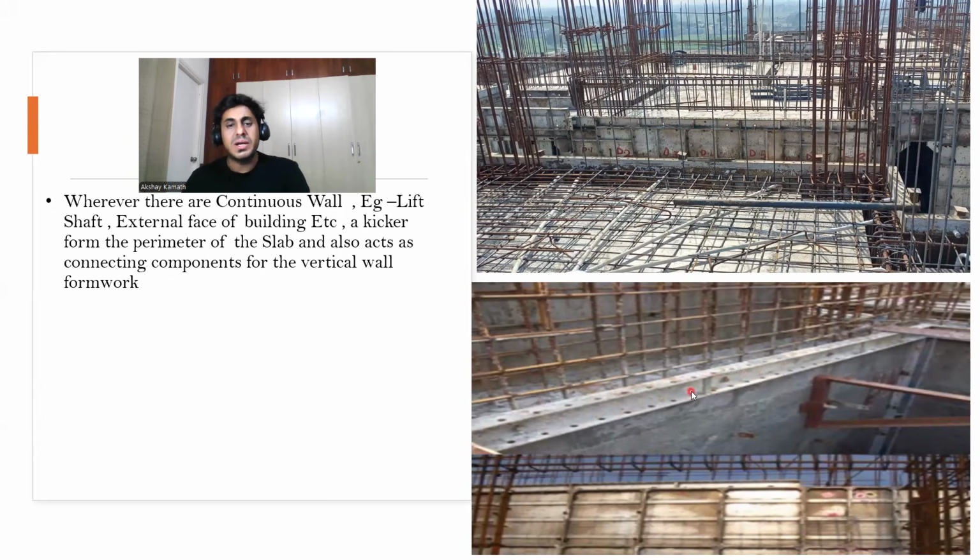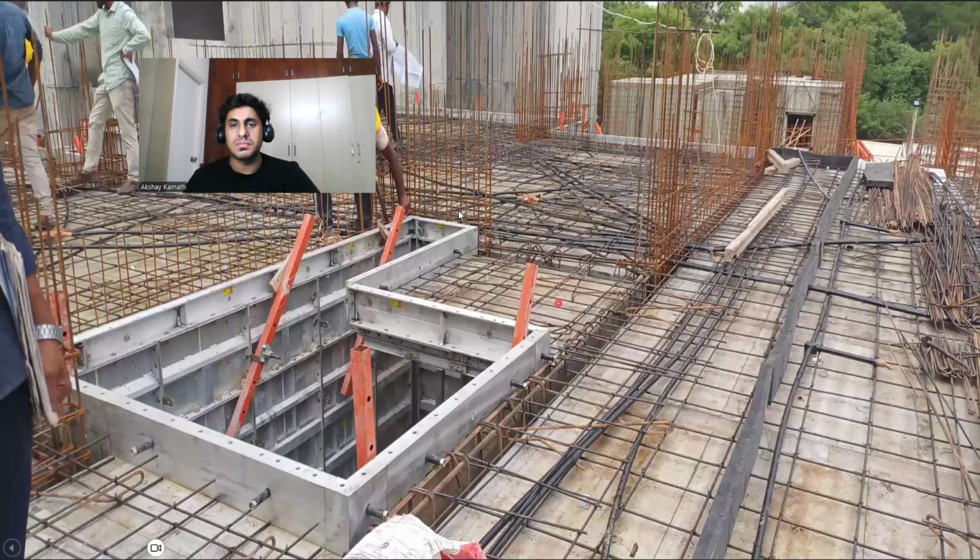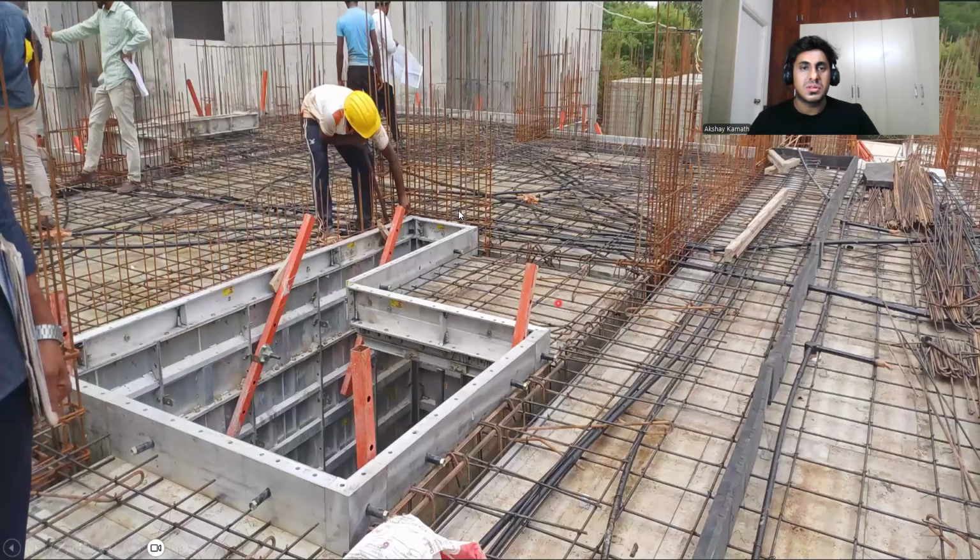This kicker is provided at the top. You can see here, this one. This is called a kicker. It is provided so that once you finish the concreting of this slab, I have to go to the next floor. This is one floor; I have to go to the next floor. On the next floor, I have to keep my wall panels again. My wall panels have to rest on something, right? That is where we provide this kicker. So over this, my next level wall panels will be fixed on this particular kicker. Getting my point? So this is called a kicker.